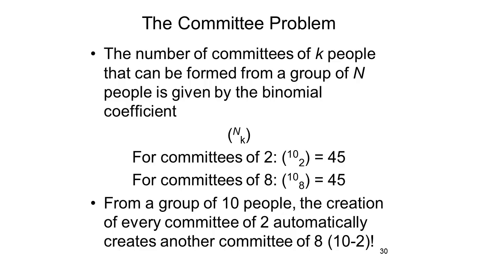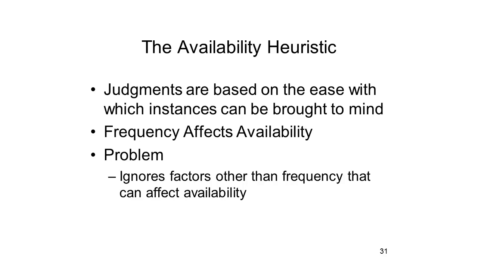It's easy to generate committees of 2, easier than to generate committees of 8, so people think you can generate lots of committees of 2 and not so many committees of 8. The judgment is being based on the ease of generating instances. So the availability heuristic is used when people base their judgments on the ease with which instances or examples can be brought to mind. And of course, that's not a very bad strategy. Obviously, there ought to be a relationship between the frequency with which something occurs and the availability or the accessibility of that item in memory.